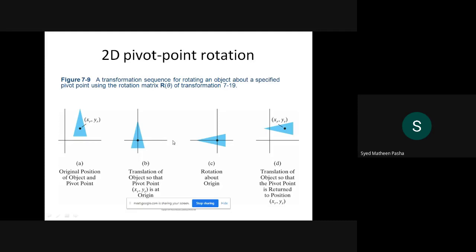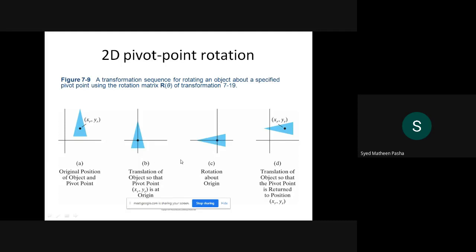Then I need to apply rotation to it. That is nothing but this object is just reversed there with the help of rotation, but by default it will be using some angle with respect to the origin value. Then whatever object representation I have got after performing the rotation about the origin, I again need to perform the translation.